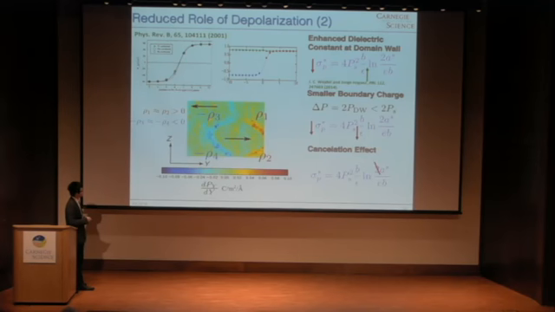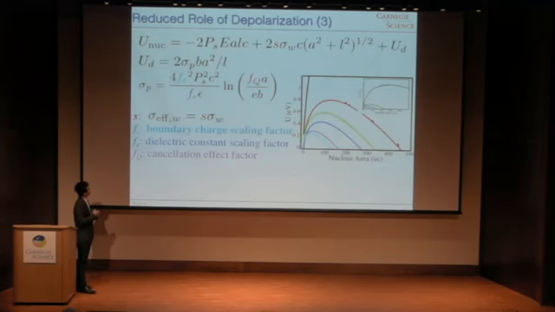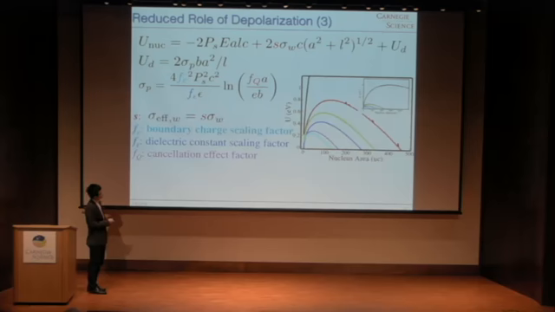The polarization gradient revealed from molecular dynamics simulation is much smaller than the value used in the Weiner paper. So we can do an even more quantitative analysis of the effect of different factors. We use a modified formula by introducing 4 scaling factors corresponding to the 4 factors I just discussed: bevel shape reducing the domain energy, reduced boundary charge, enhanced dielectric constant, and the cancellation effect coming from the shape of the nucleus.